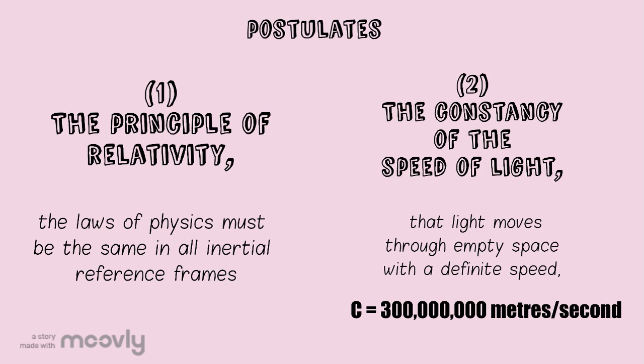reference. The second rule means that light always travels at 300 million meters per second through space. It doesn't go this speed all the time, for example when it moves through water, but for special relativity we only care if it's in empty space. So these are our 2 postulates or rules of special relativity.